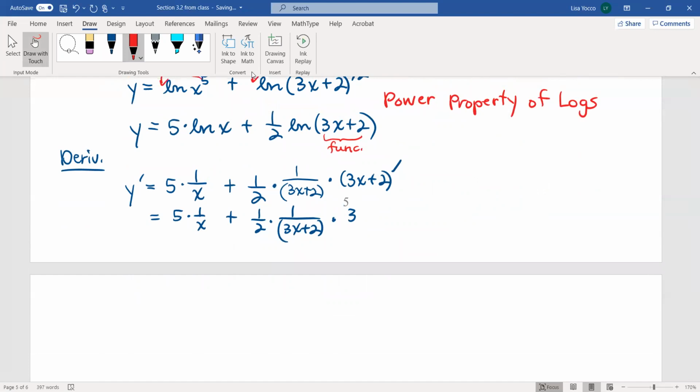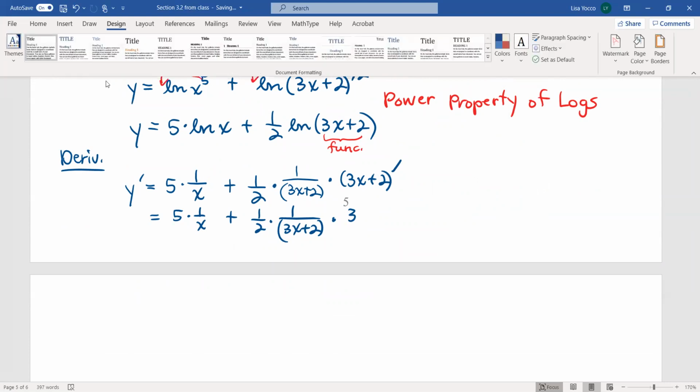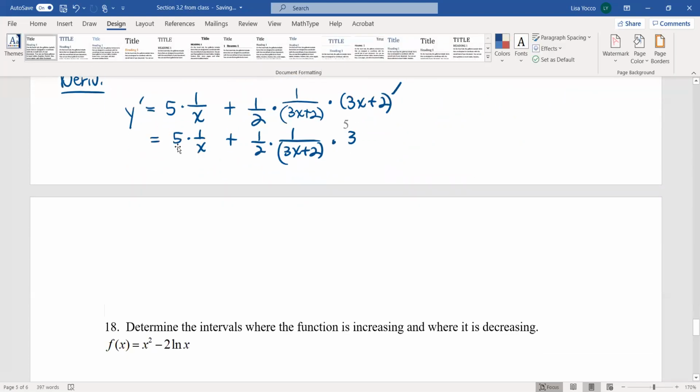And then I'm pretty close. Thinking of the 5 as 5 over 1, that would be 5 over x. And then 1 times 1 times 3 is 3, and the denominator is 2 times 3x plus 2. And that's your answer. Okay?